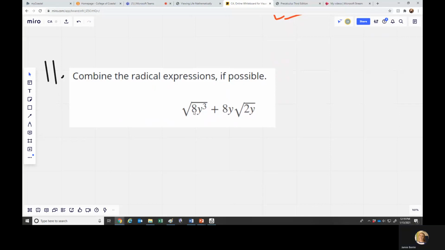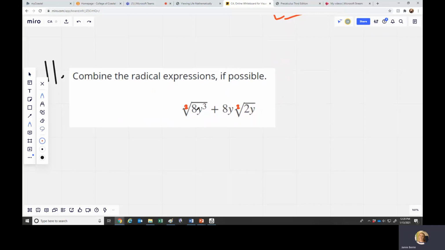All right, so let's think about each of these. We have the square root of 8y cubed plus 8y times the square root of 2y. I'm going to start by just ignoring this one for a second. I just want to talk about this piece. Remember, we said that a radical is in simplest form if none of the terms has an exponent greater than the index. Here the index is 2, so the exponent on both of these is 1. That tells us that part's in simplest form.